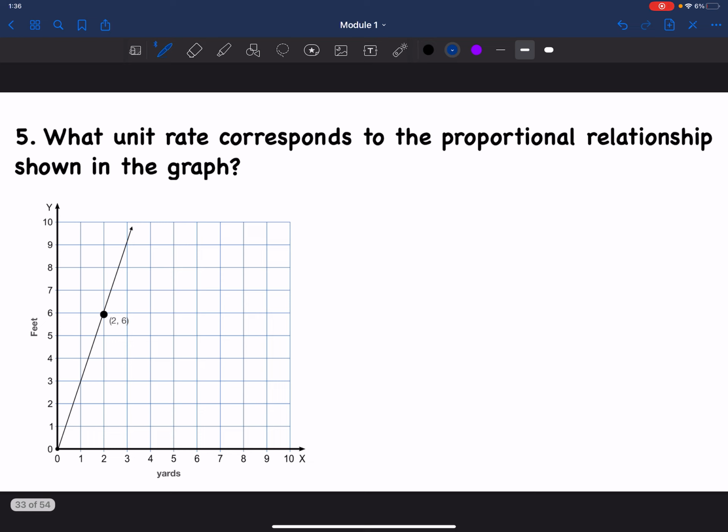All right, let's look at our number 5. What unit rate corresponds to the proportional relationship shown in the graph? So we're going to do this the same way, y over x. Here's my point. My y value there is 6. My x value is 2. So my constant of proportionality is 3.